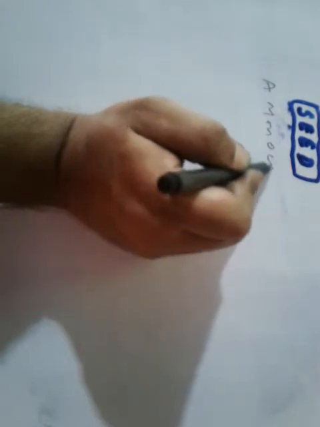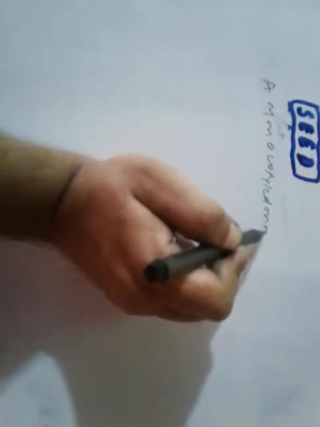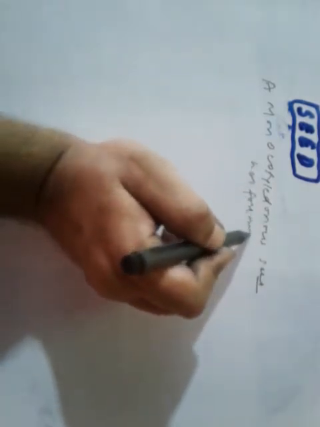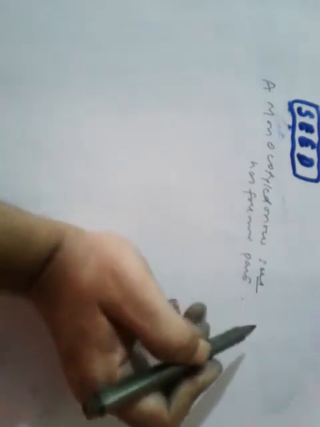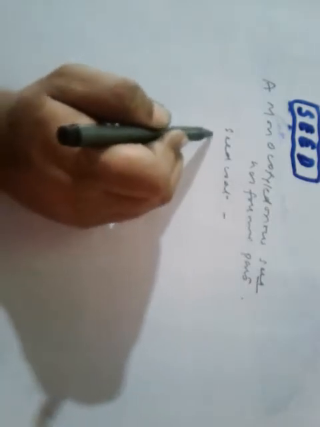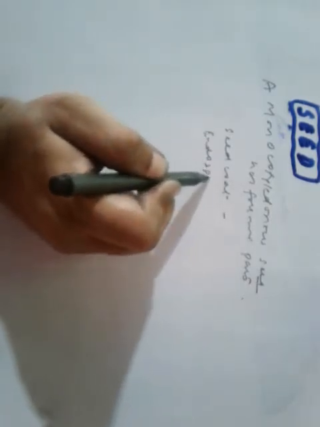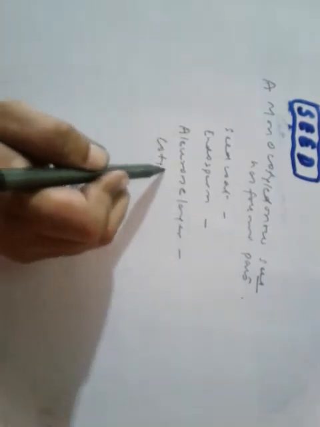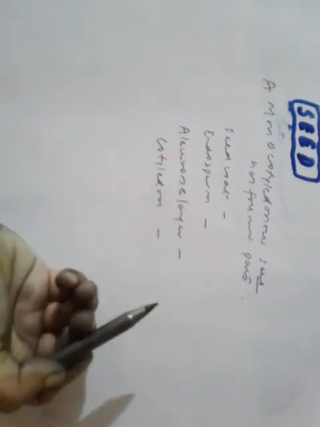So a monocotyledonous seed has the following parts. What are those? Seed coat, endosperm, aleurone layer, cotyledon, etc. Let us draw a figure.